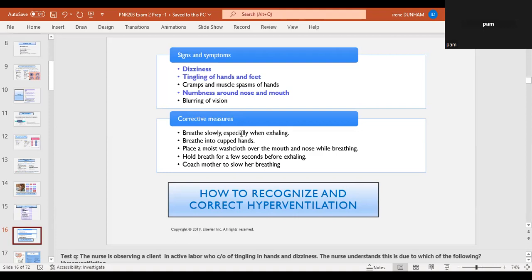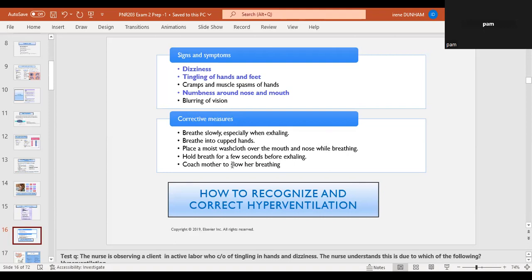Breathe slowly, especially when exhaling. Breathe into a cupped hand. I just went over that for you. And then place a moist washcloth over the mouth and nose while breathing. Well, you could do that too. And then hold breath for a few seconds before exhaling.